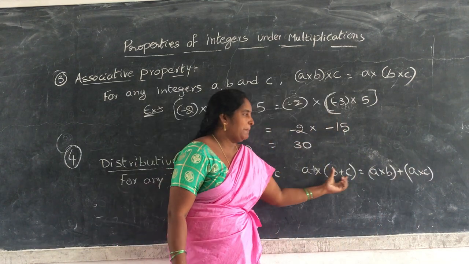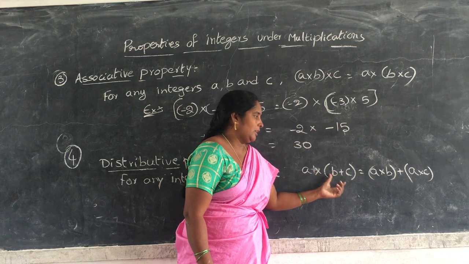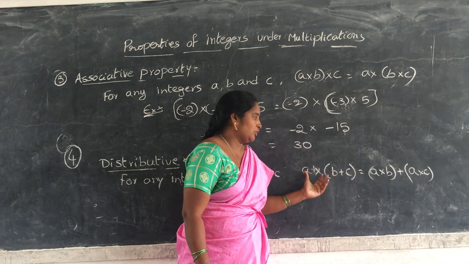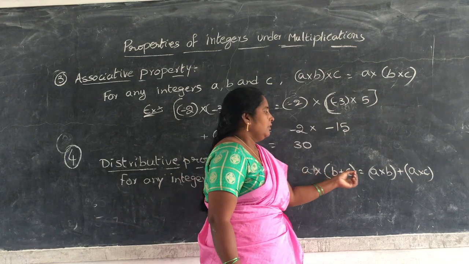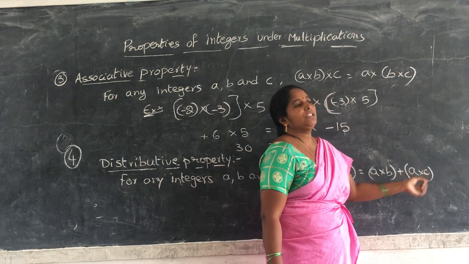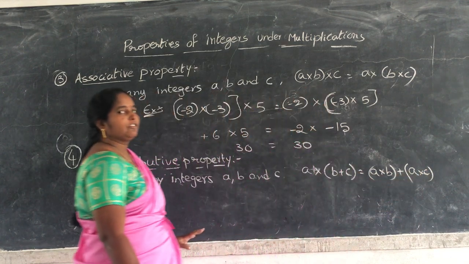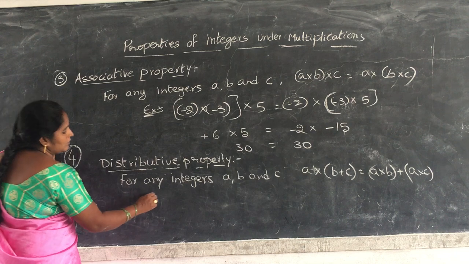A into b plus c. Take a number first and multiply it with each term inside. Like a into b plus a into c. When we add these, we get the same answer. So, take an example.